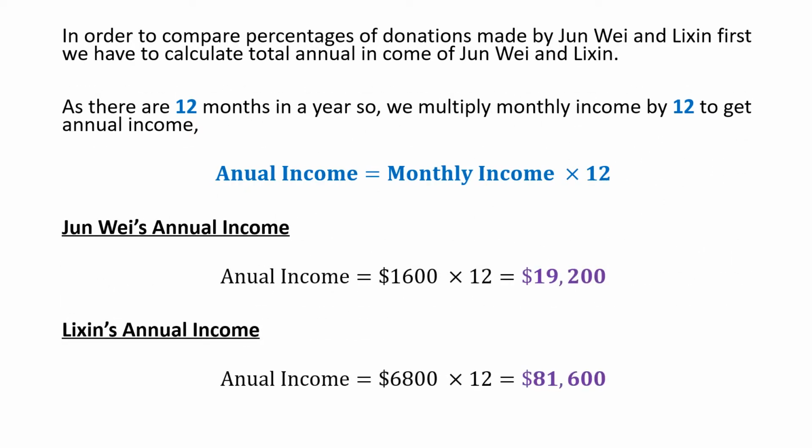In order to compare percentages of donations made by Junwei and Leixin, first we have to calculate total annual income of Junwei and Leixin. As there are 12 months in a year, therefore we multiply monthly income by 12 to get annual income, so Junwei's annual income is $19,200 and Leixin's annual income is $81,600.